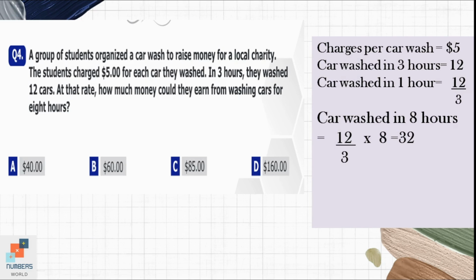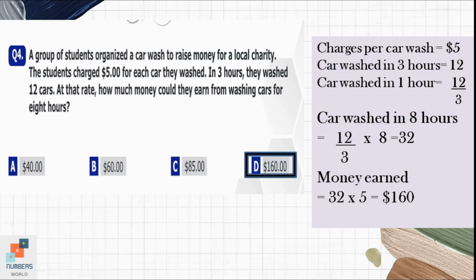Now we are going to calculate how much money they can earn from car washing in 8 hours. So for that, we will multiply 32 by 5. The total is $160, which is our option D.